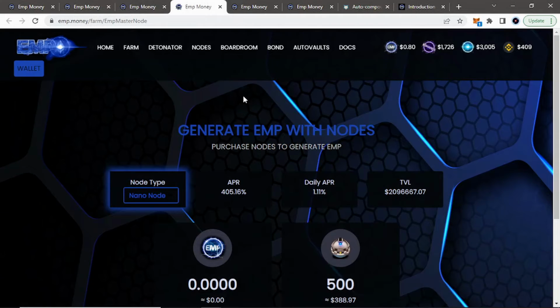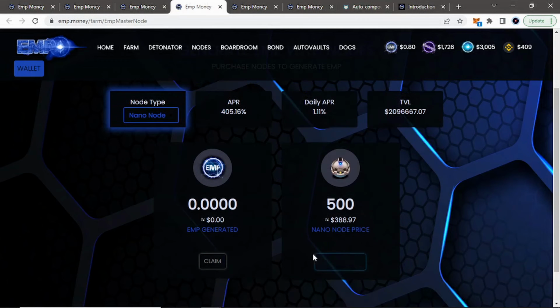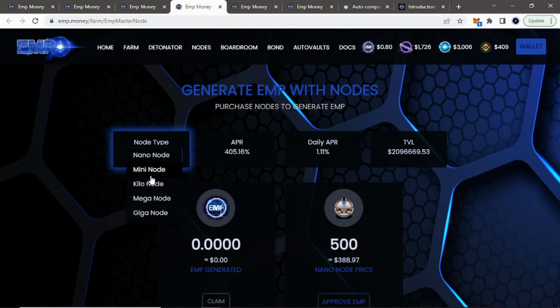If we go into their nodes, if you aren't familiar with other node projects, you spend EMP tokens to create a node, and then that money is gone. You do not get that money back. You can't sell that node. Instead, you are just generating the EMP a day. So right now, and these rates could change in the future, APR is 405%, making for about 1.11% daily back on your return. And you see they have their different node types or costs.